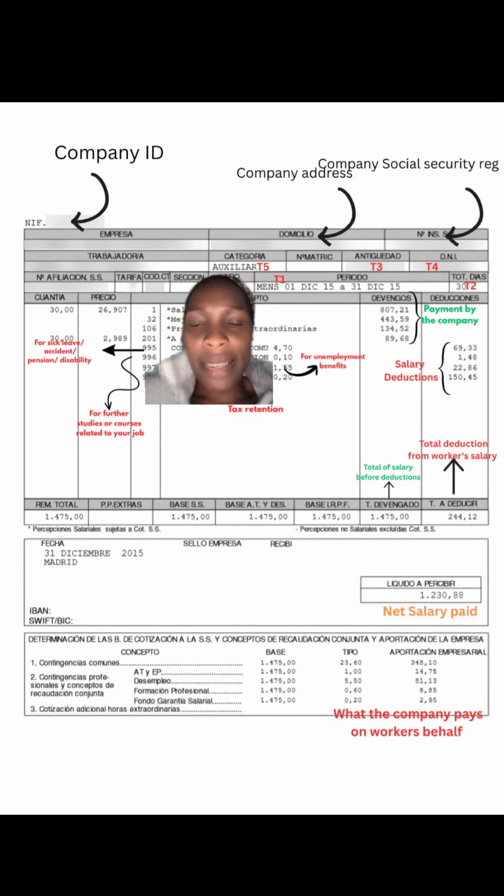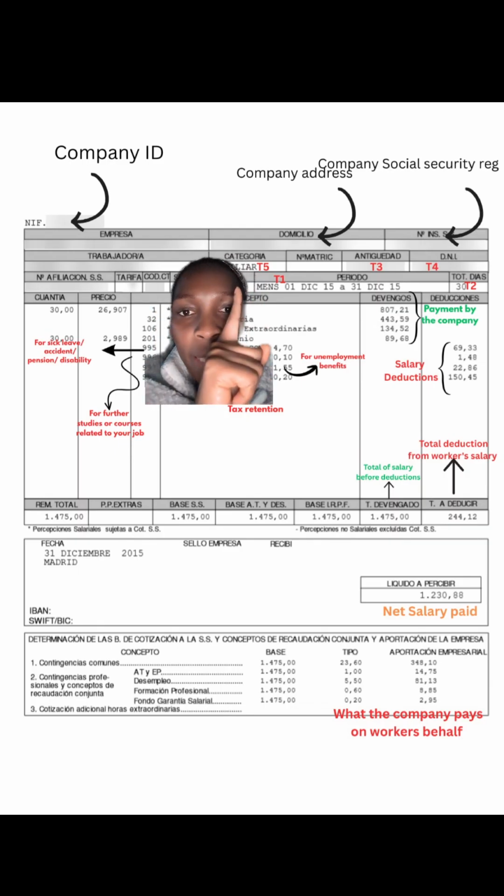Okay, family. So as I said, we are going to talk about our nominal. Let's understand it, okay? So in the first place, you have where I have the company ID. That is the NIF, or the CIF of your company. Every company, like we have NIE and then DNI, also has an identity. So you need to see the company's ID there.